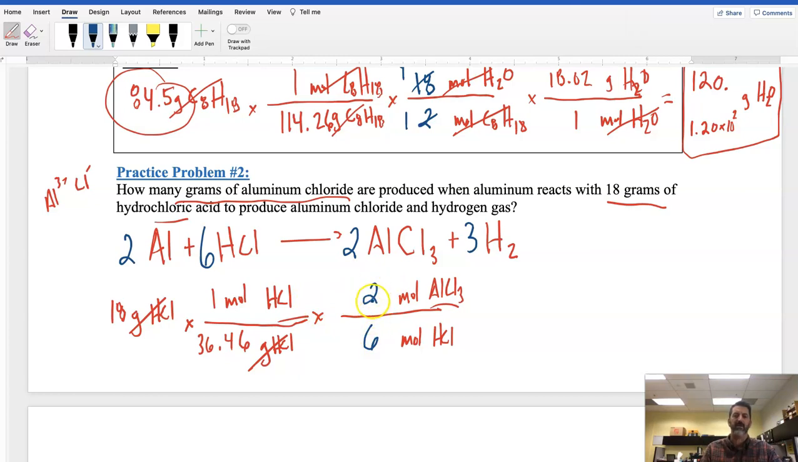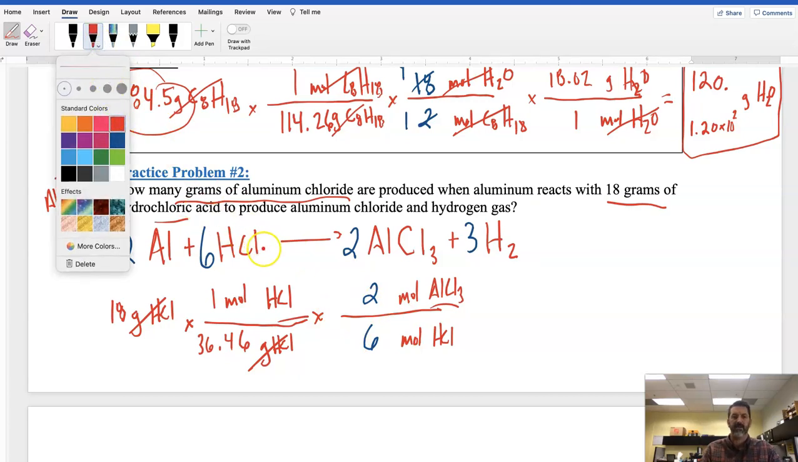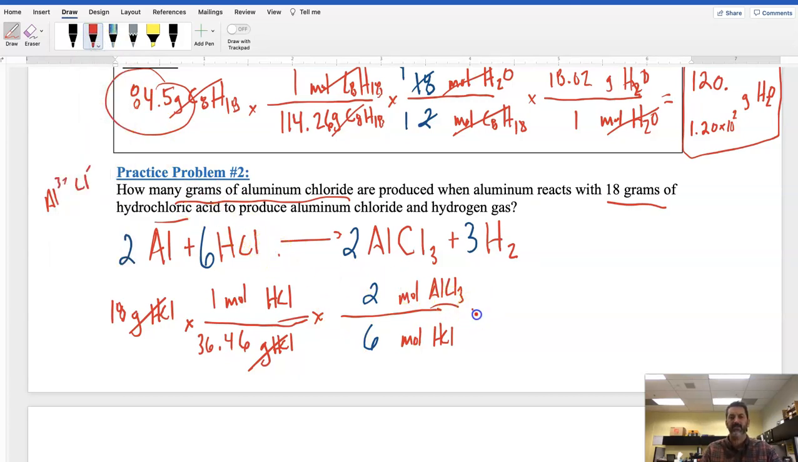Okay, once again, I can reduce this if I want to. I can do 1/3 if I just want to reduce it. Sometimes that makes the math easier. Sometimes it doesn't really matter.